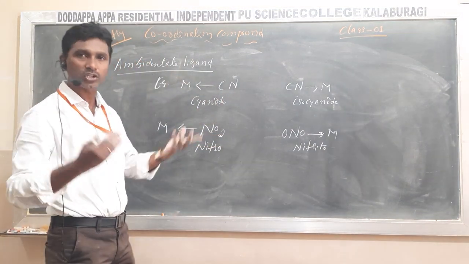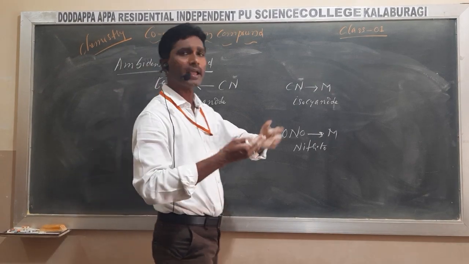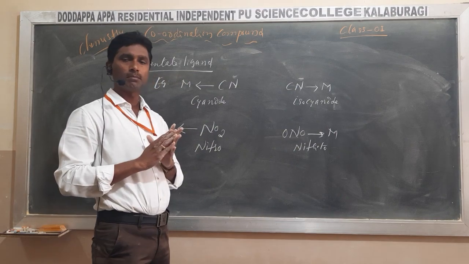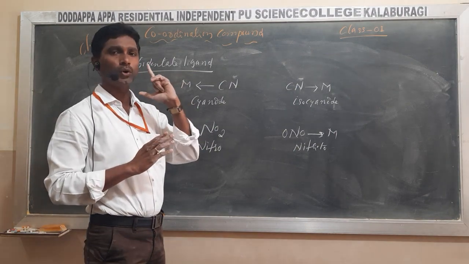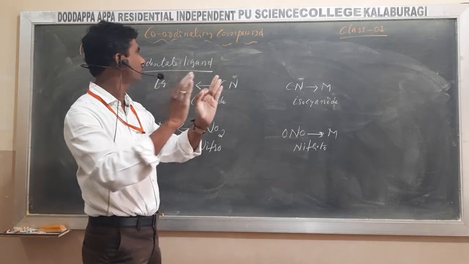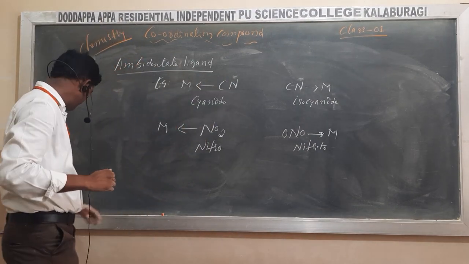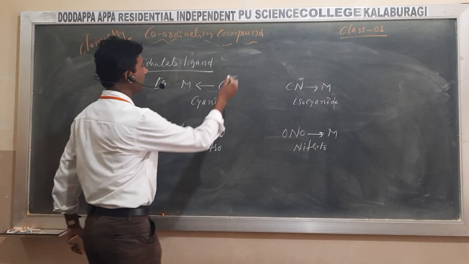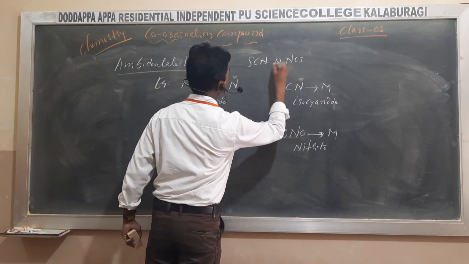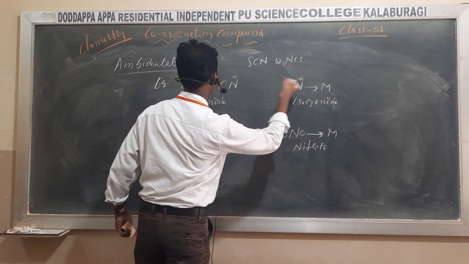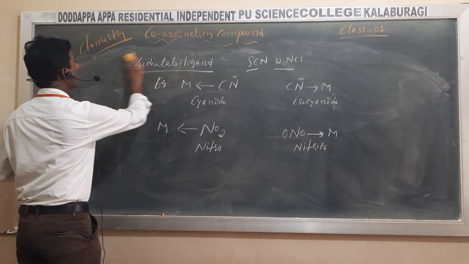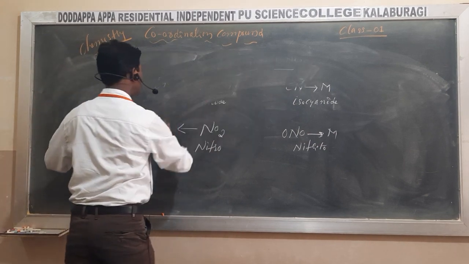Ambidentate. In the examination, what is the ambidentate ligand? The ambidentate ligand has two donors, but only one can donate a pair of electrons to the central atom, so it is called an ambidentate ligand. Another ambidentate ligand we can write as SCN, which is thiocyanate or isothiocyanate. These are examples of ambidentate ligands. Lastly, I can discuss the chelating ligand.